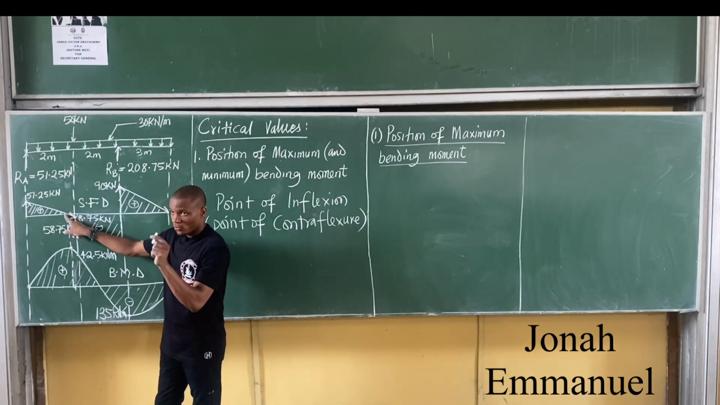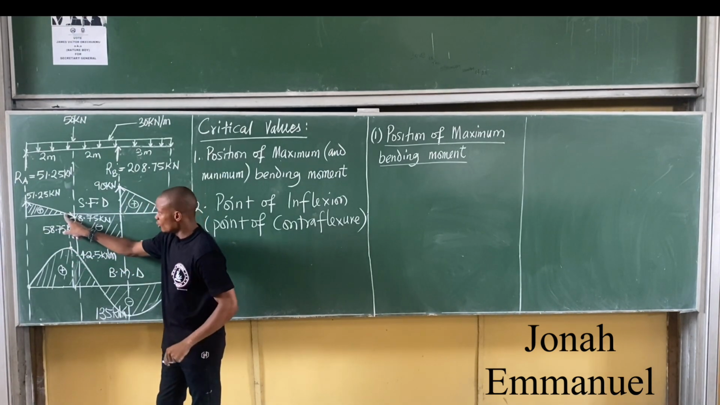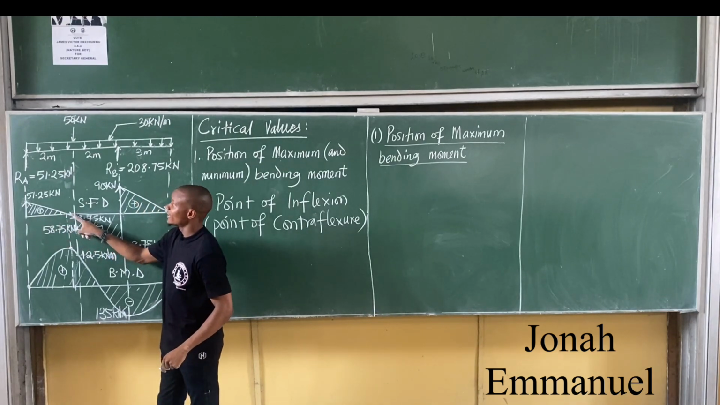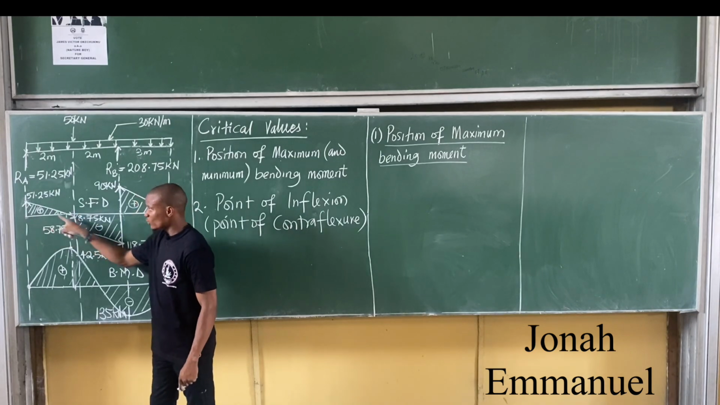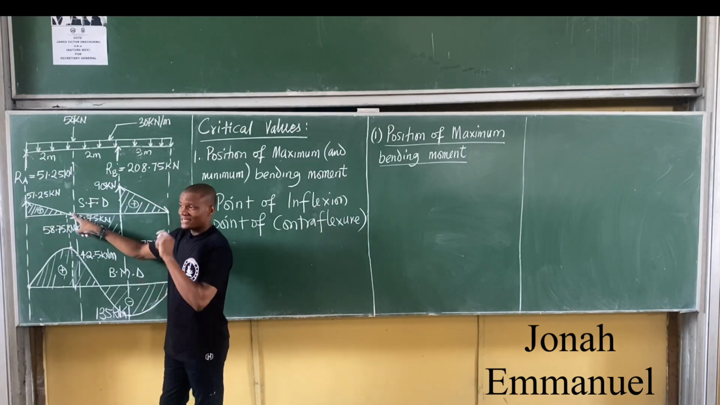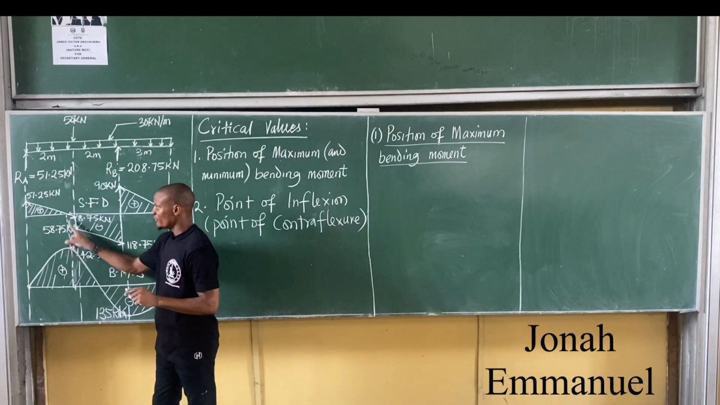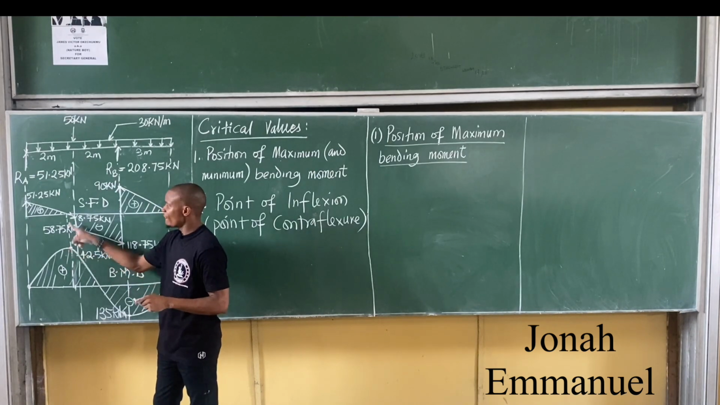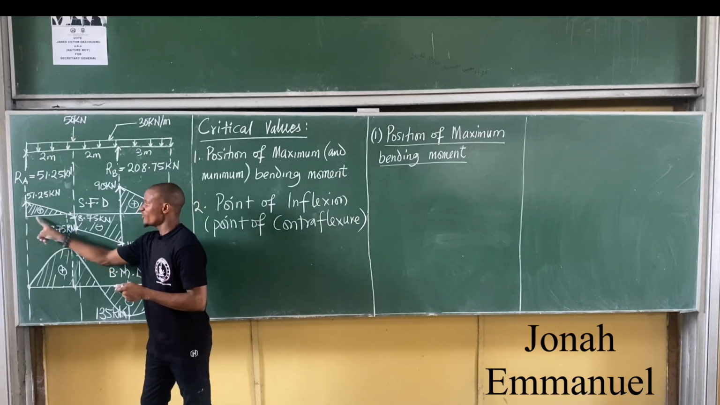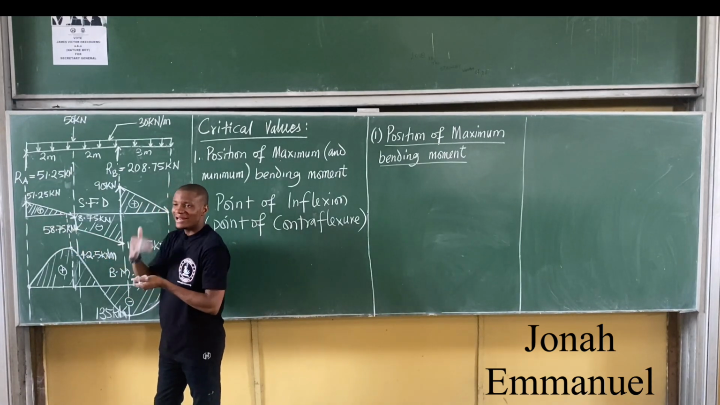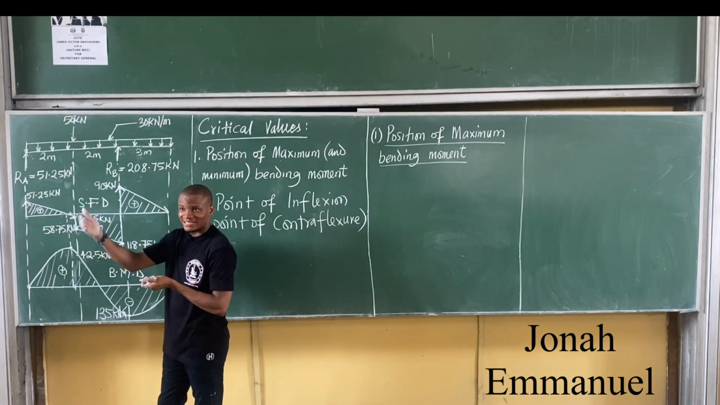Now, here's what we know. We know that from here to here is how many? 2. Observe, from here to here is 2. Now observe that the position of maximum bending moment falls before 2. What does it mean? It means that the position of maximum bending moment is less than 2.